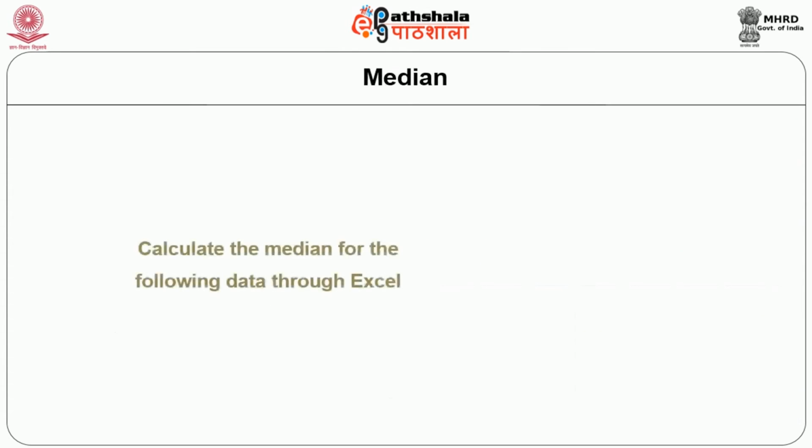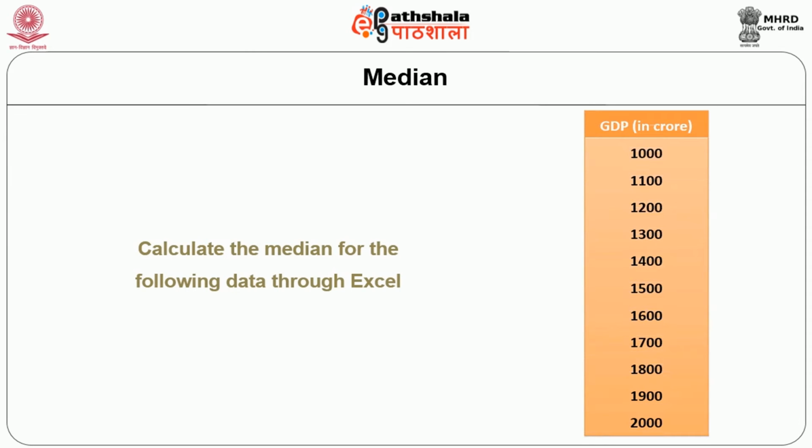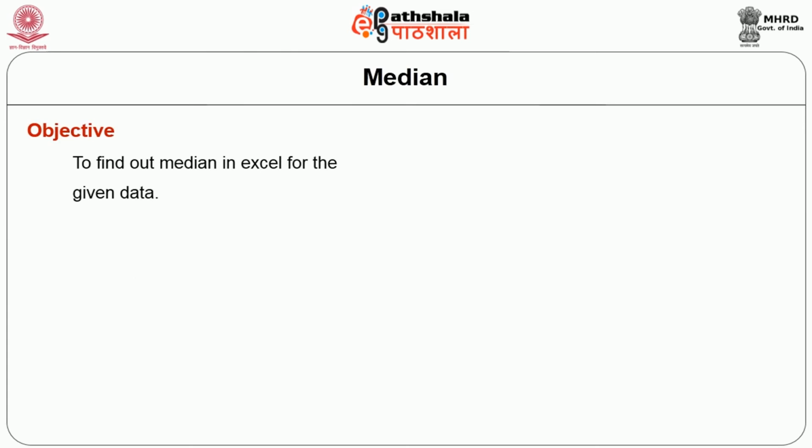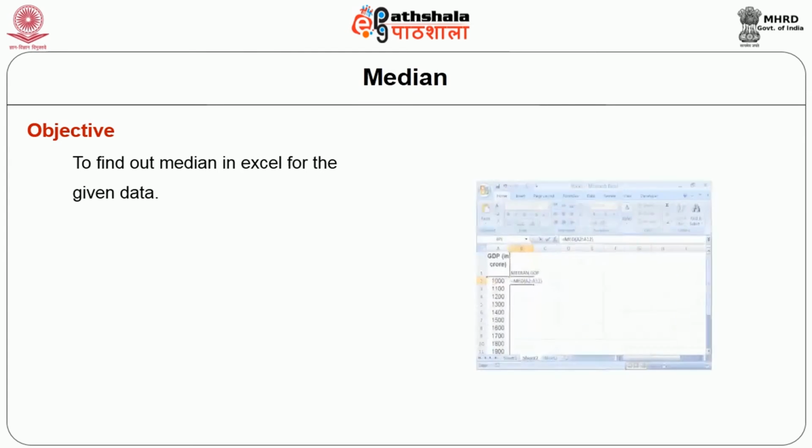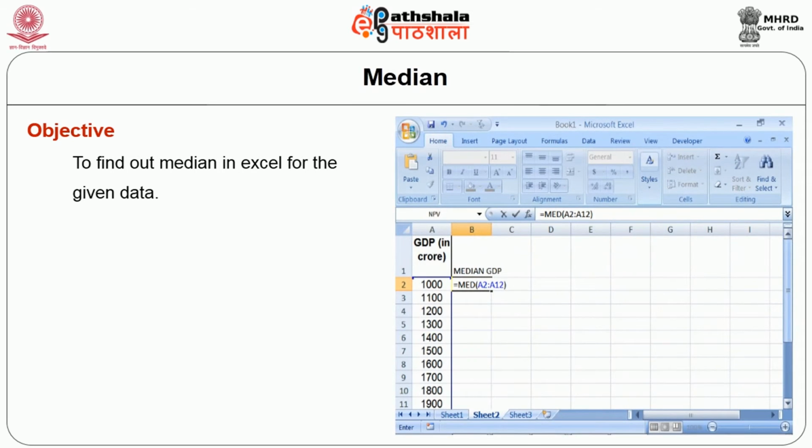Then median. Calculate the median value for the following data in Excel. Objectives: to find out median in Excel for the given data. Procedure: open the Excel sheet, enter the title as gross domestic product in cell A1. Enter the data on gross domestic product from cell A2. Enter the following formula in cell C2 as equal to median, B2 colon B12. Press enter or go to all formula, click more function, click statistical, click median.